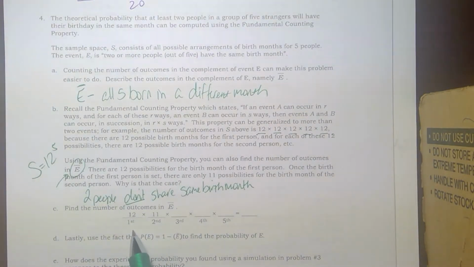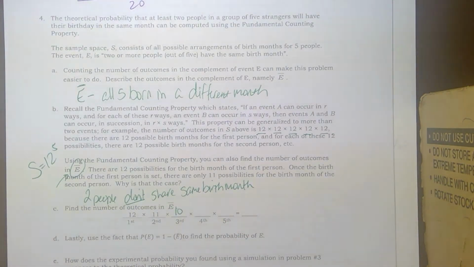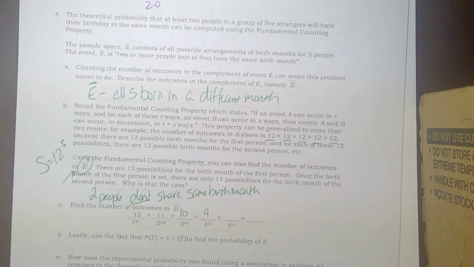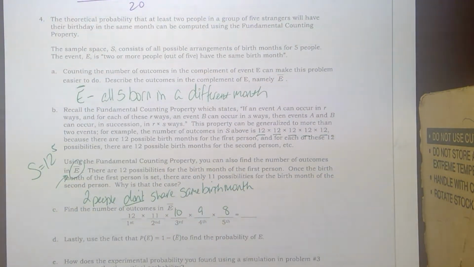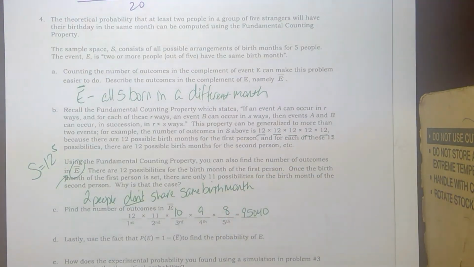So I talked to the first person. They said they were born in March. March can't be used again. Second person is born in February. February can't be used again. Third person's born in April. April can't be used again. Fourth person's born in May. It can't be used again. And then the last person was born in June. So that's the different numbers of outcomes that happen if everyone is born in a different month. That's the different ways that can happen.